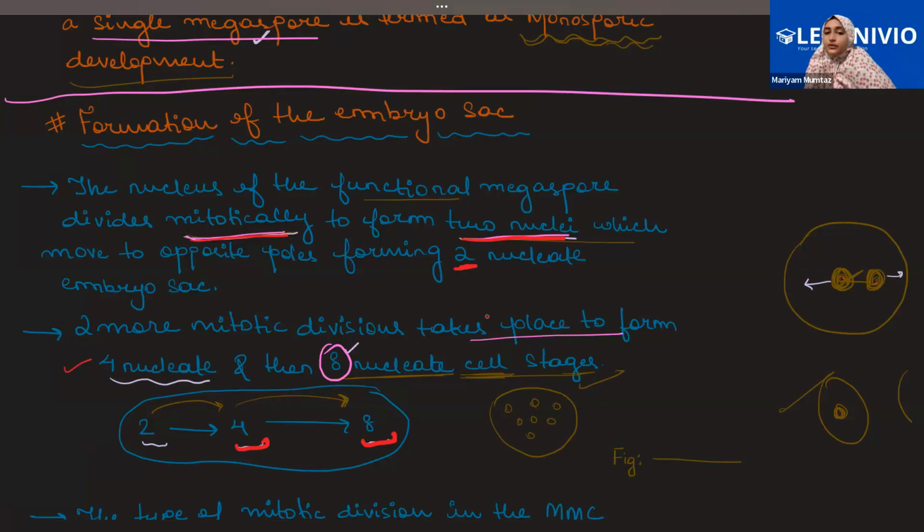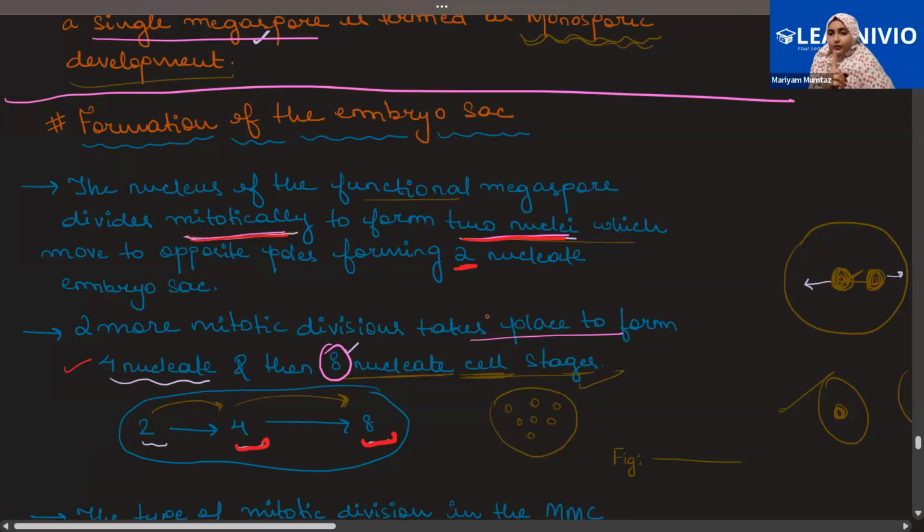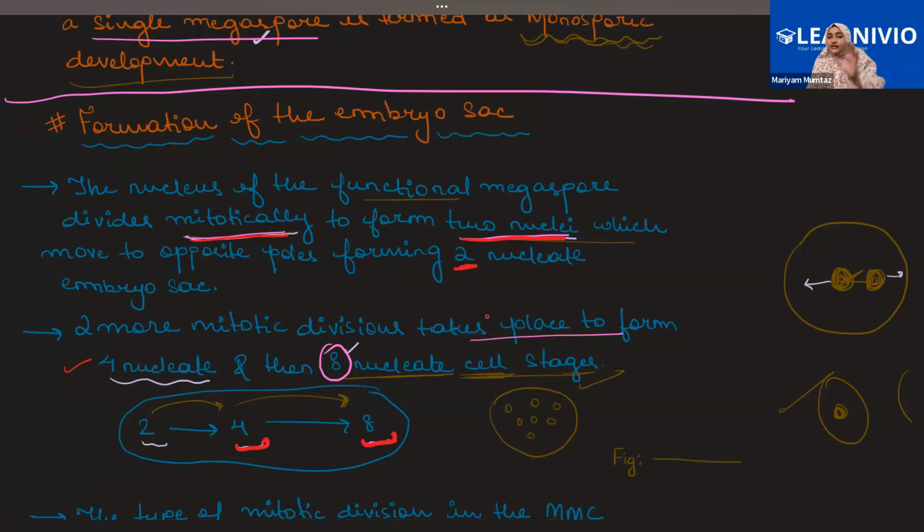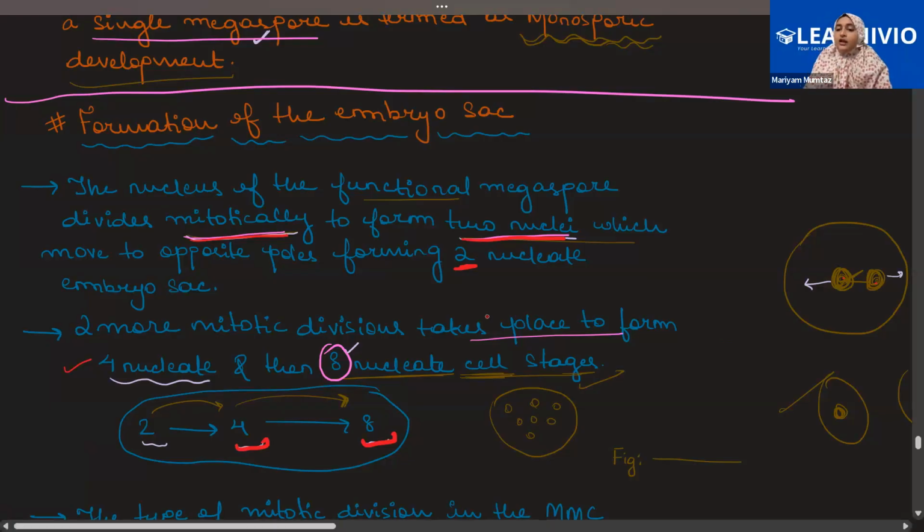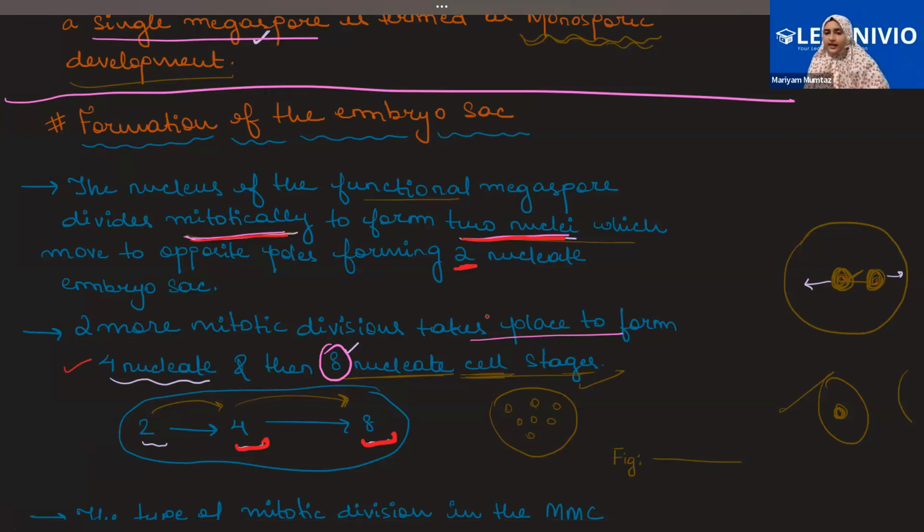Now, the nucleus of the functional megaspore, that one megaspore that was functional: you know that these megaspores are formed after meiosis has been done, right? Now meiosis does not need to happen again, so mitosis will take place. Mitosis is a normal cell division which increases the number of nuclei and cells. Meiosis decreases the number of chromosomes, but mitosis does not affect the chromosome number, it increases the cells.